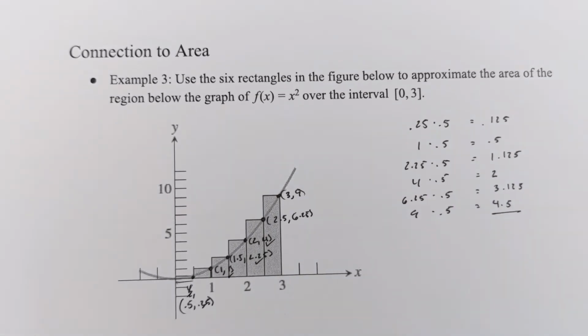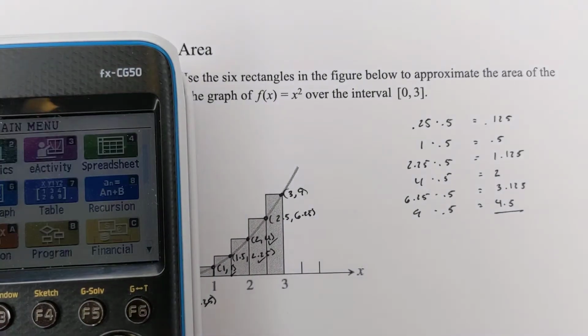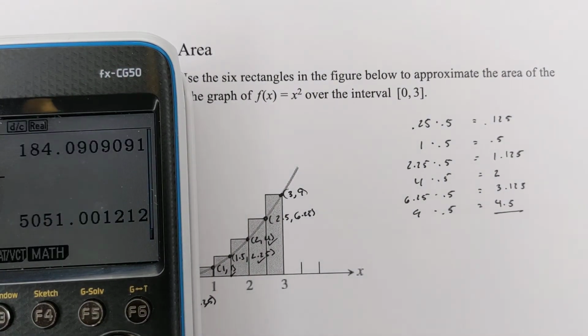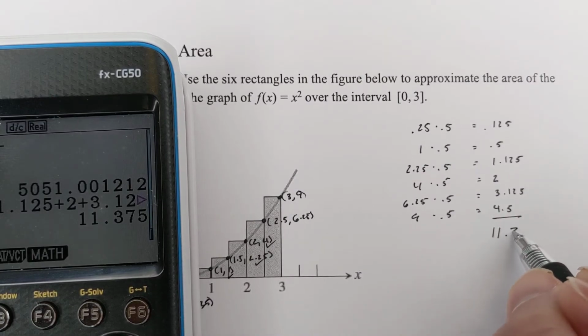And if I total them all up, that'll give me the total area. 0.125 plus 0.5 plus 1.125 plus 2 plus 3.125 plus 4.5. So the total area of those rectangles is 11.375.